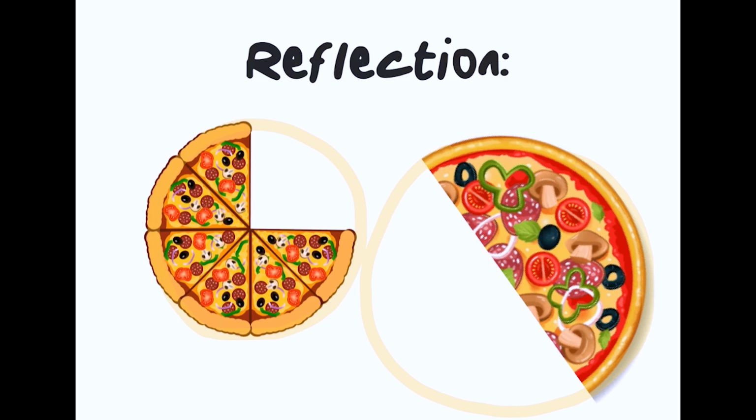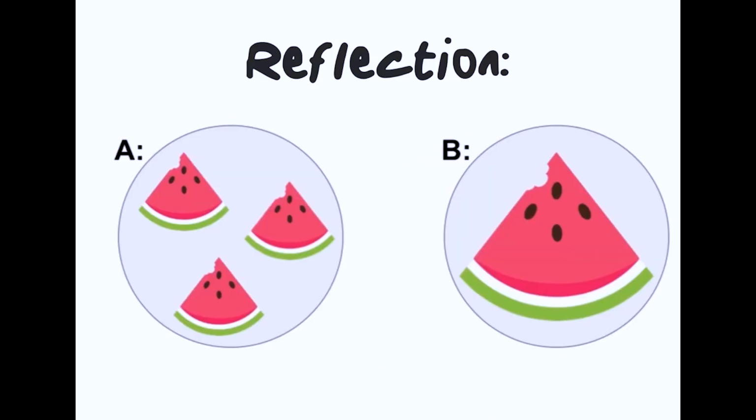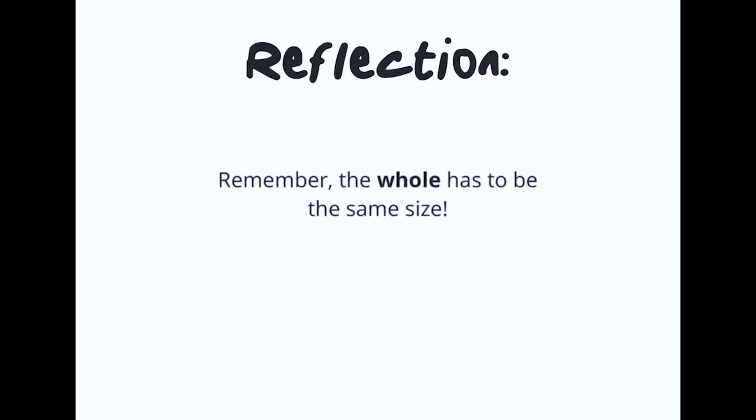Think back to our watermelon from our Would You Rather activity. With the watermelon, the whole is also the same size. We can't say A is smaller just because the pieces are smaller, because there are more of them. And we can't say B is bigger just because the piece is bigger, because there's only one piece. So remember, when you're comparing fractions, the whole has to be the same size.